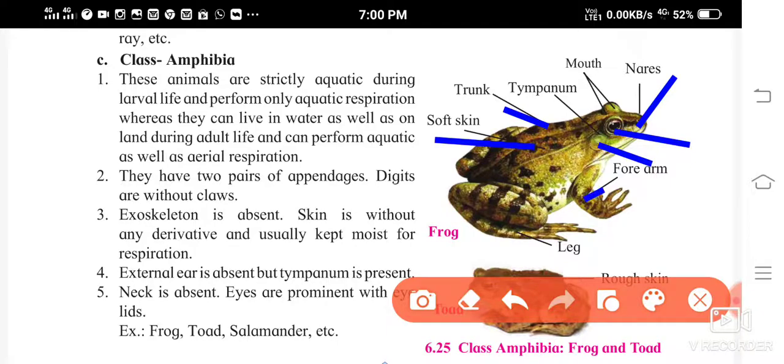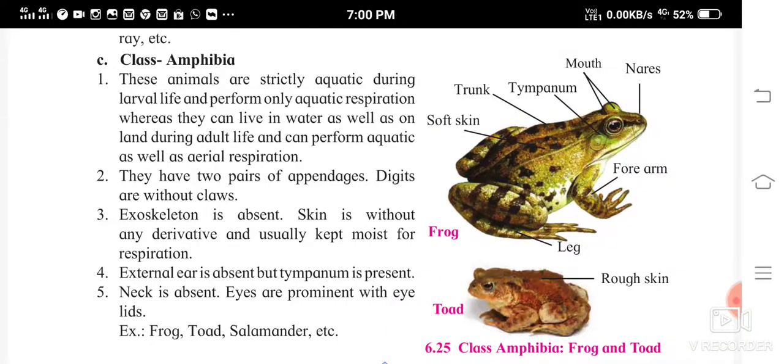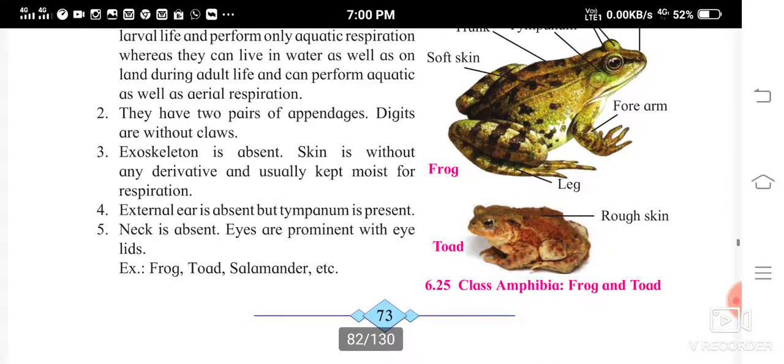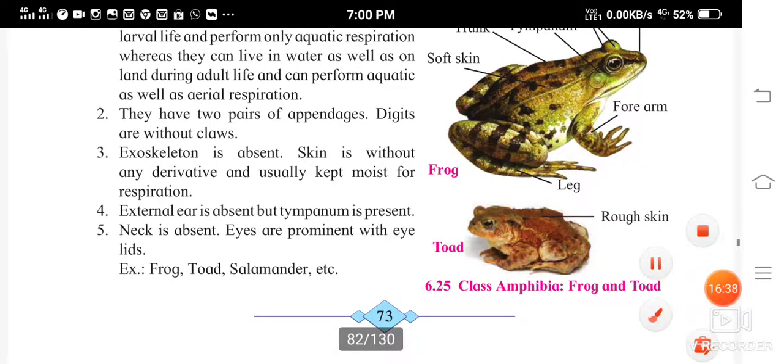Then this is the forearm, and this is the leg. You can see the jointed appendage. See, I'll show you. It's jointed like this, again like this, isn't it? So it's jointed. Two pairs of jointed appendages are present. In the case of toad, the skin is rough.